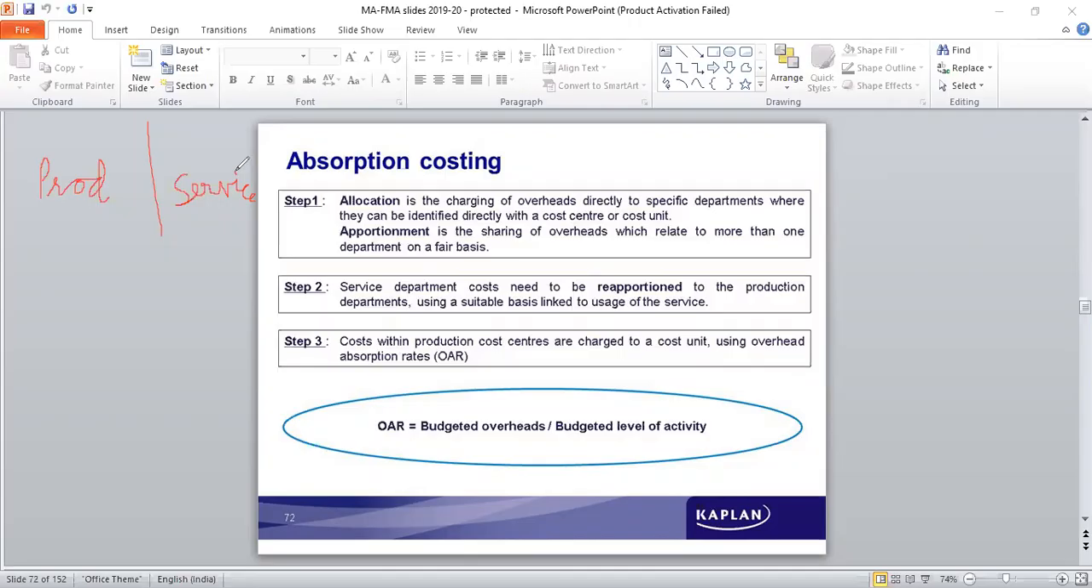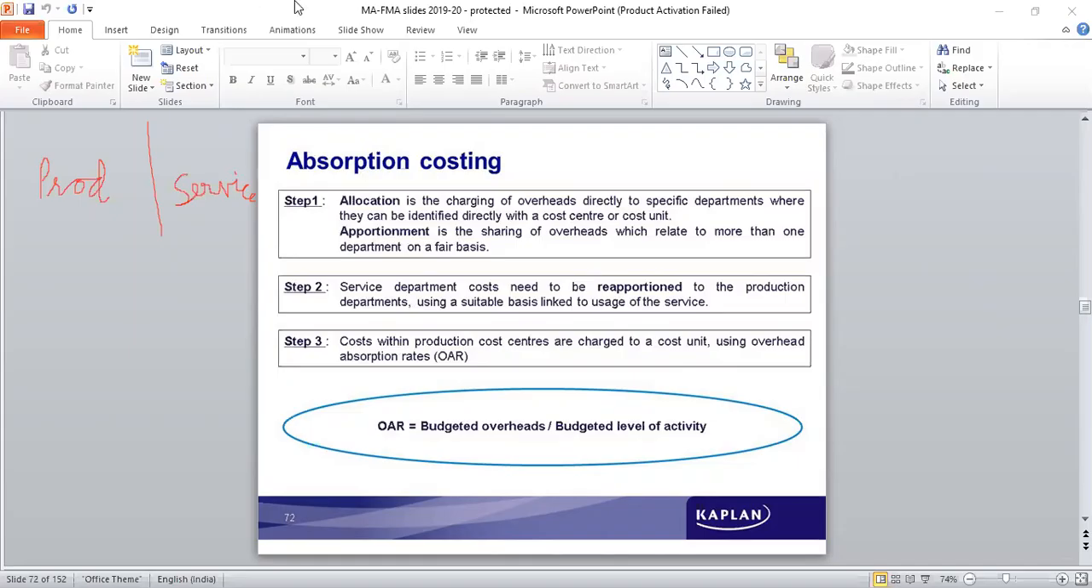Step number 3. Costs within production cost centers are charged to a cost unit. What is a cost unit? The cost of a product or service is a cost unit. So when we have to identify all the costs which are incurred in the factory with the cost unit, that is a product or service, we have to bring down all the costs and identify them with the cost unit. Costs within production cost centers are charged to a cost unit using an overhead absorption rate. So how do we charge these overheads? Using an overhead absorption rate.